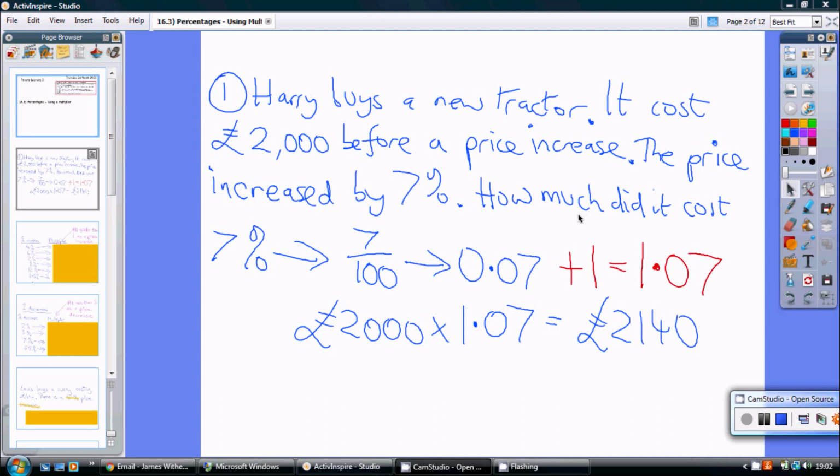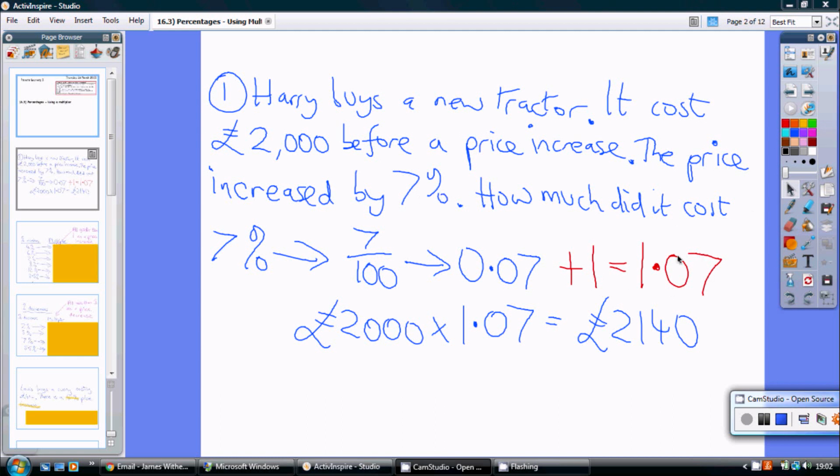Now one whole is 1. And then we've got to add on a little bit extra to represent the 7%. Now 7% means 7 out of 100. That's 7 divided by 100. Now if you do that on your calculator, you get 0.07. So the multiplier in this case is the amount you started with, the 1, plus the extra 7%, the 0.07. So your multiplier is 1.07. So if you want to increase the price by 7%, your multiplier is 1.07.